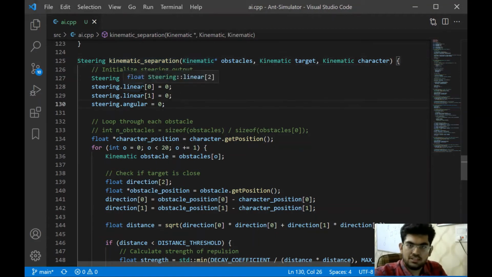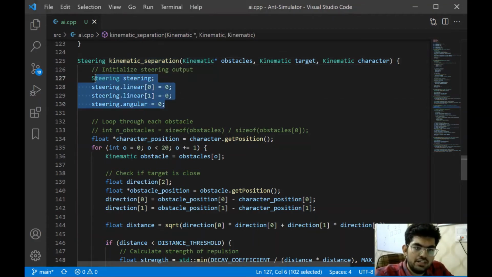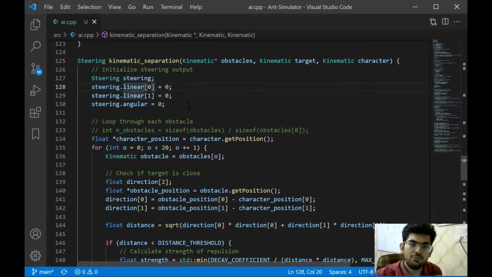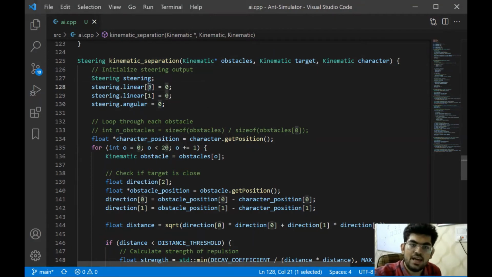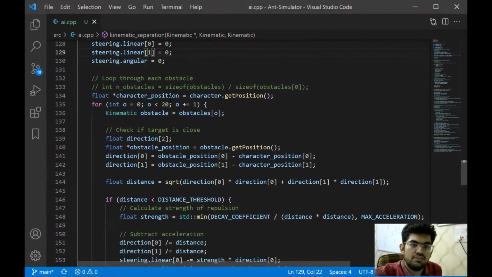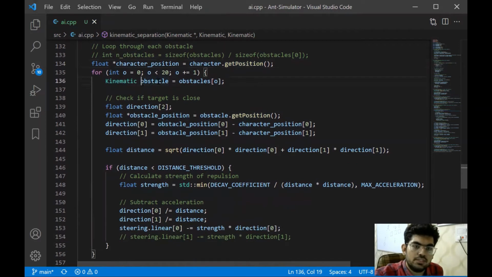Now, first of all, we are initializing the steering output that we need to produce. The steering output here refers to the forces that we are going to be applying. So currently we have 0 angular force, angular acceleration, and x. Now 0 is the x-axis force acceleration, and 1 is the y-axis acceleration. Right, then we get the position of the character that we have, the AI agent. Then we calculate the obstacle state. Kinematics stores the state of the obstacle, their x and y position.